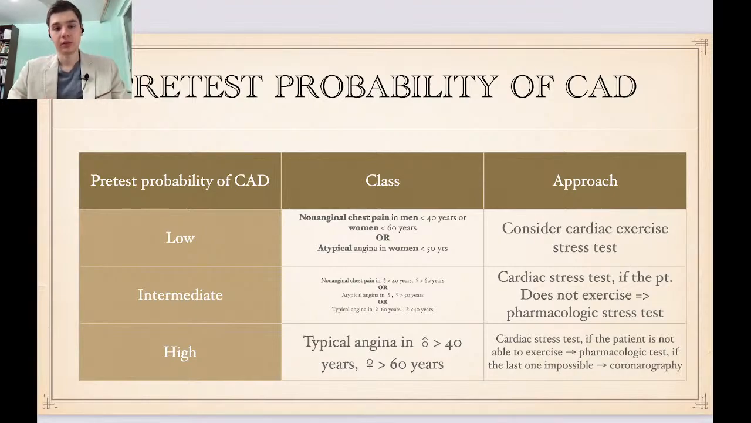In high risk patients of coronary artery disease, we consider patients that have typical angina and that are males more than 40 years, or females that are more than 60 years. The same approach: cardiac stress test, pharmacological stress test if the patient has problems with his EKG or if the patient cannot exercise. And if those two are not possible, then we go for coronarography.